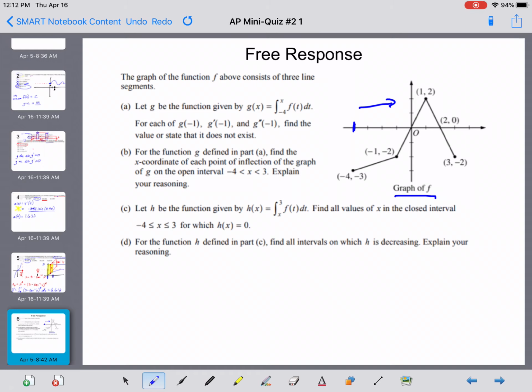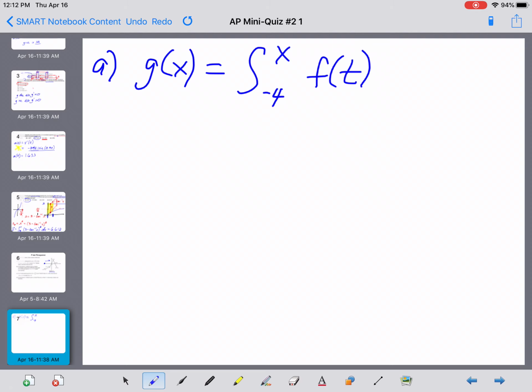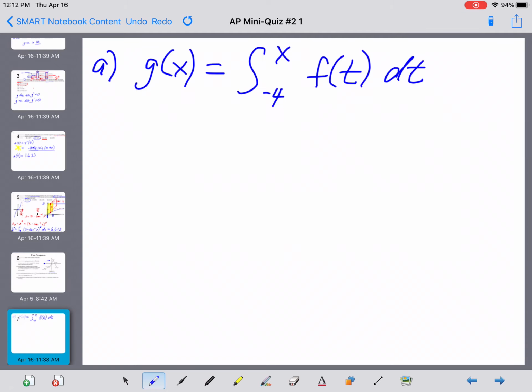Probably better take a moment and rewrite that expression right here. So for A, we were just told that g of x is a definite integral starting at -4 and going up to x of the function f of t taken with respect to t. Let me double check that and make sure I've got that right. We do. And then we want g of -1 for starters. This is probably the most direct of the 3 questions. Not the easiest, but the most direct one.